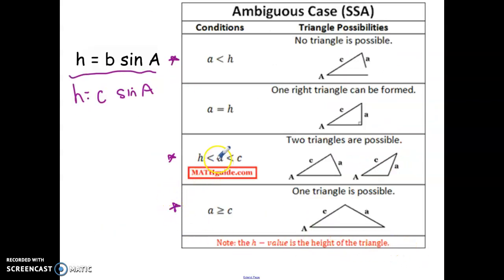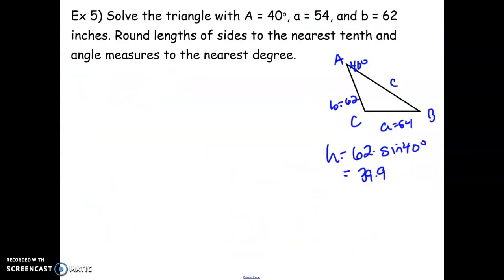If height is less than A, and in our case this would be a B here, so if A is between the height and the B, let's check it. A is between our height and our B. That means there's two triangles. Okay, so we are going to start by finding angle B.